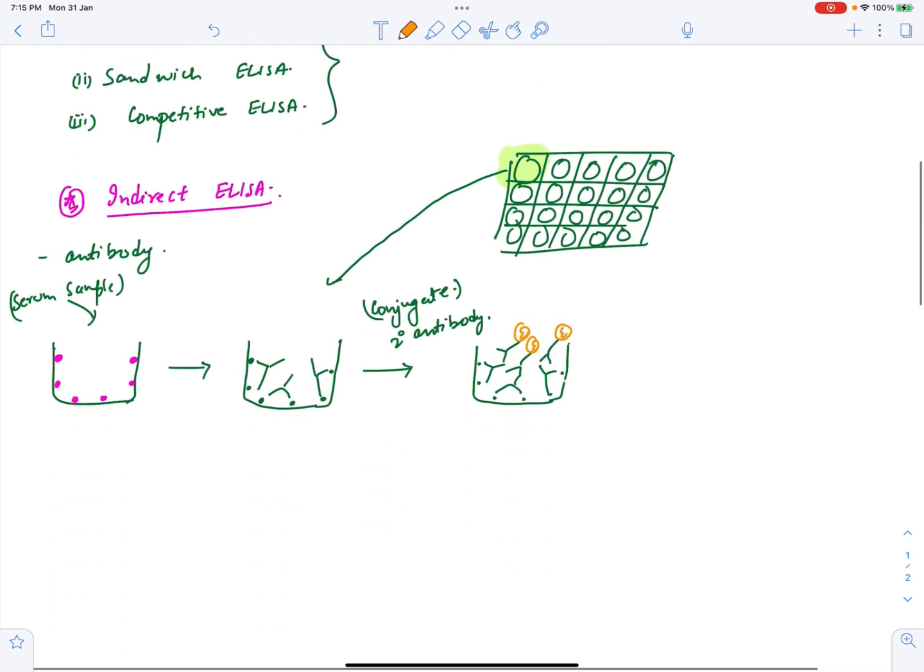Okay. So after addition of this conjugate or the secondary antibody, you have to incubate it for a certain period of time. For different tests, for estimation of different hormones or different markers, the incubation period is different. So after addition of secondary antibody, you have to incubate the well containing the sample. Okay, after addition of conjugate, you have to add a substrate molecule.